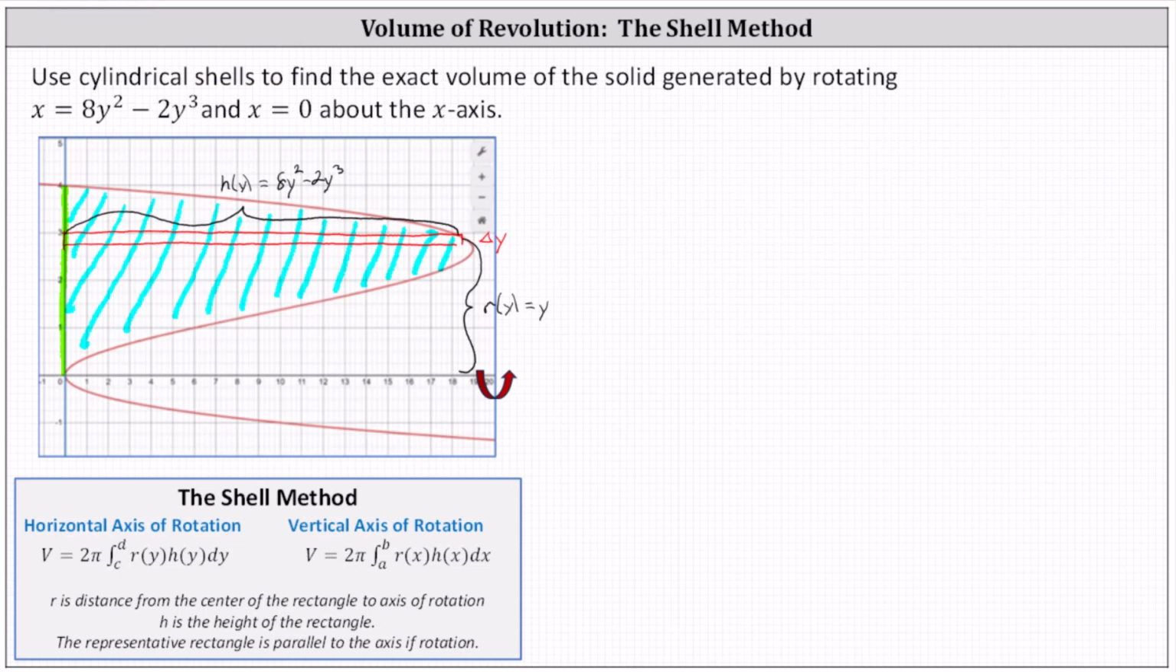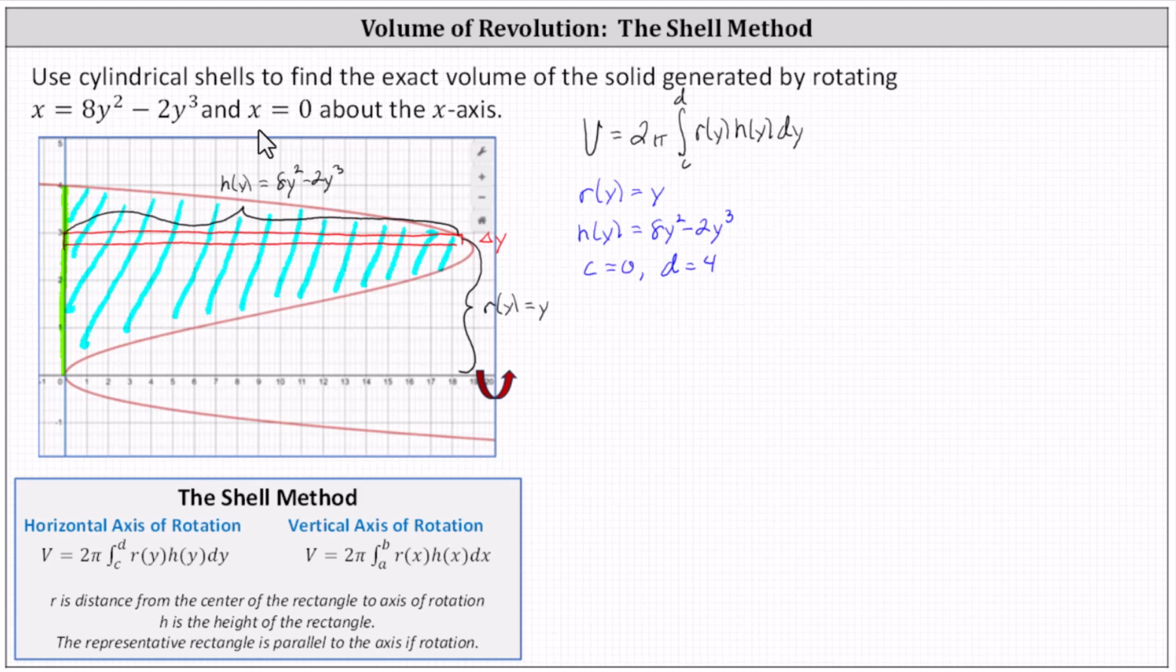Going back to our work, we now know we'll be using the formula the volume V equals 2 pi times the integral from c to d of r of y times h of y dy, where we already know that r of y is equal to y and h of y equals 8y squared minus 2y cubed. We can also tell from the graph the limits of integration will be from 0 to 4, which indicates c equals 0 and d equals 4. But just in case we weren't able to determine these exact values from the graph, we would solve the two equations given as a system of equations.